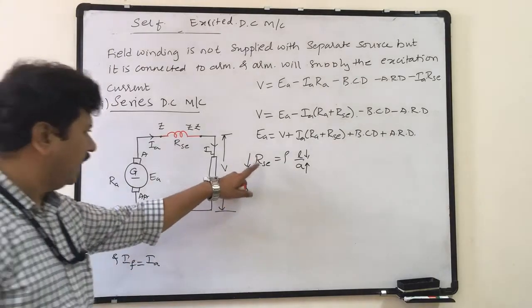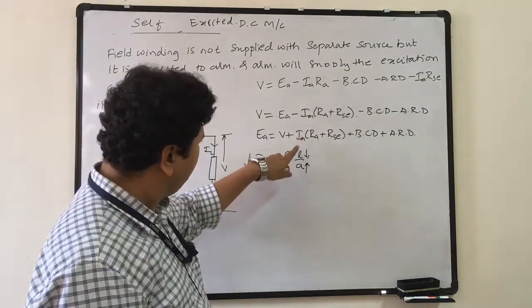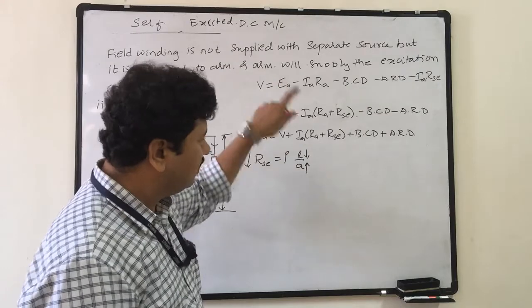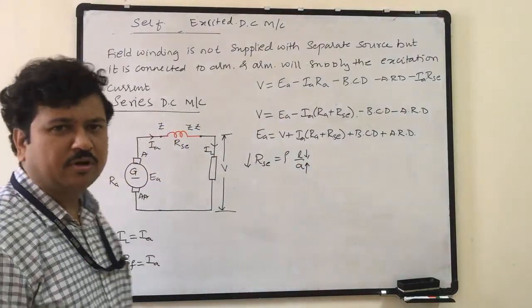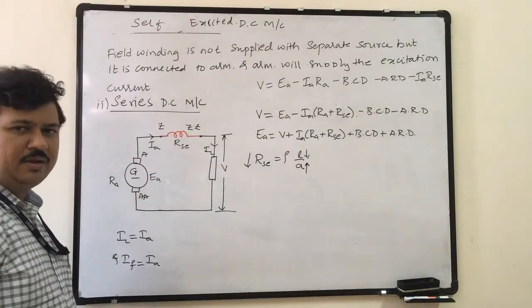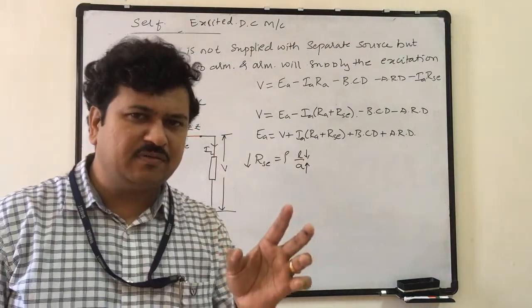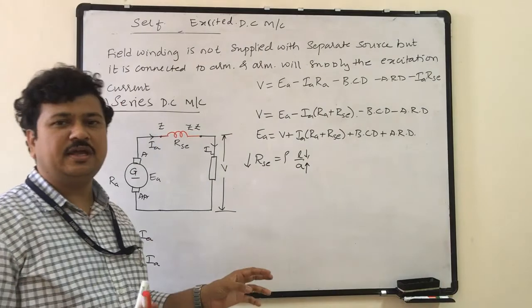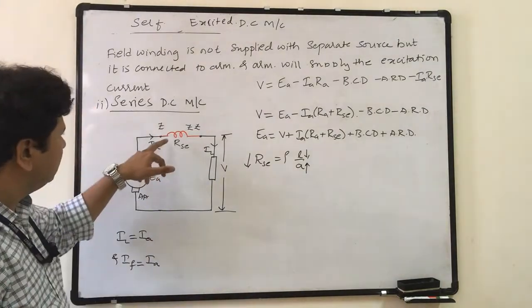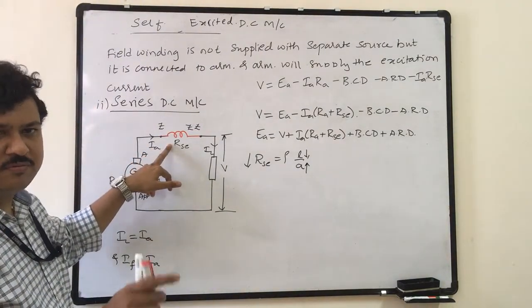If I want RSC to be less, then length of that coil should be less, area of that conductor should be more. Then what I can do? I can use the series field coil with lesser number of turns and larger cross section area. See the difference. You refer the previous circuit diagram.